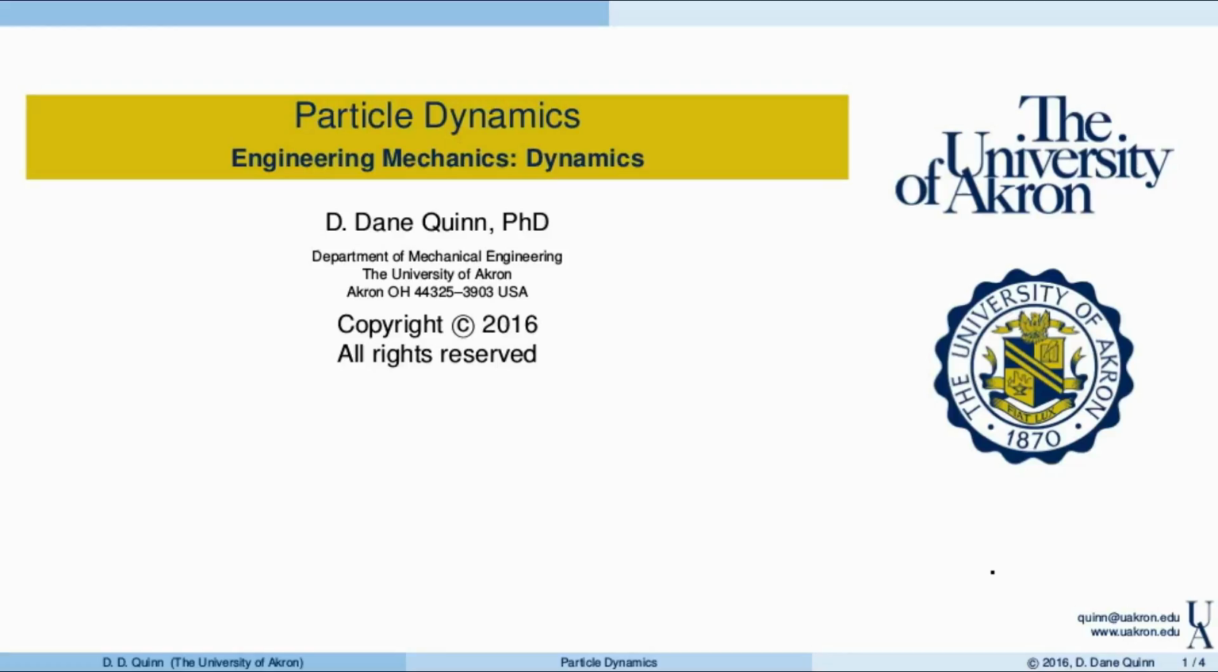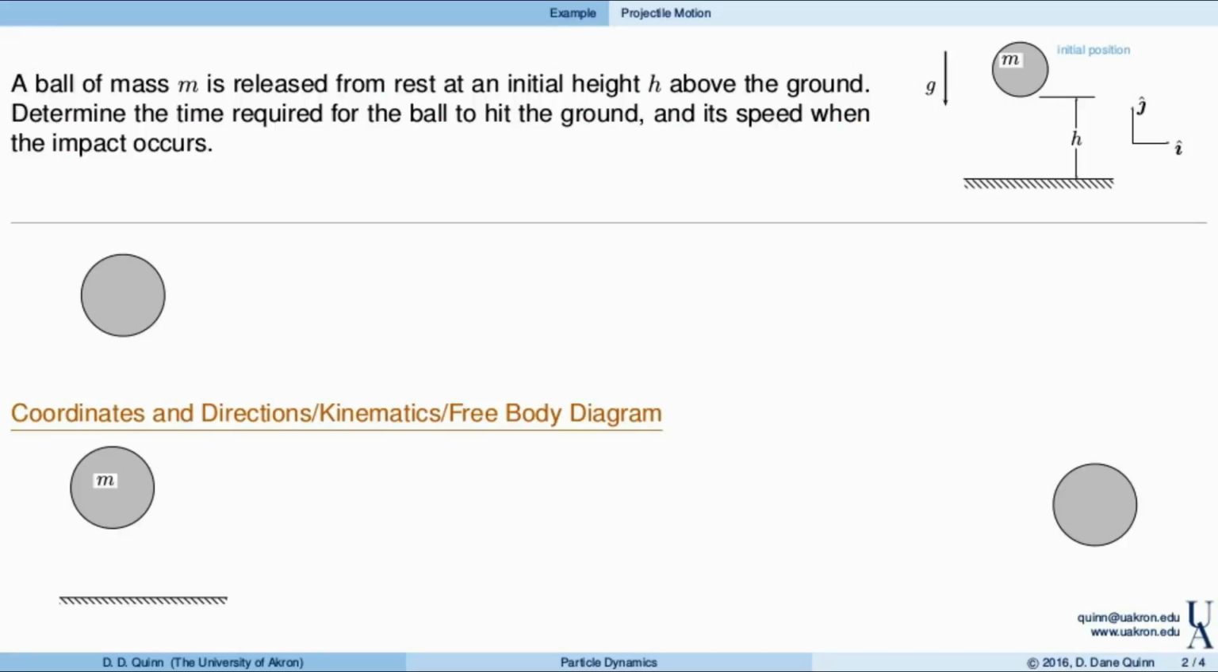And for today's video lecture, we'll do an example dealing with particle dynamics. We have a ball of mass m, given here at some initial height h above the ground. And if it's released from rest, I'd like to determine the time required for the ball to fall and contact the ground, and then its speed when the impact occurs, or in particular right before the impact occurs.